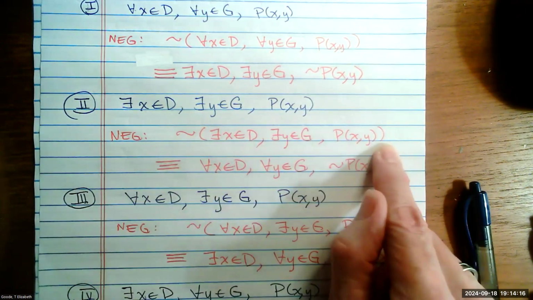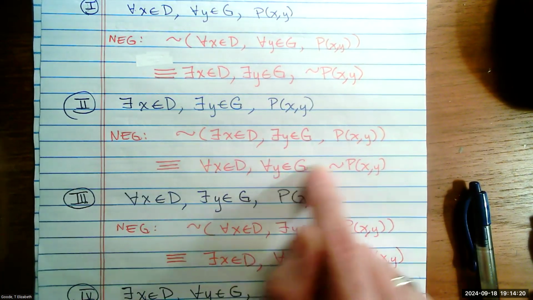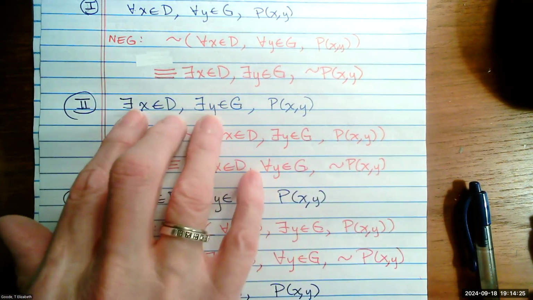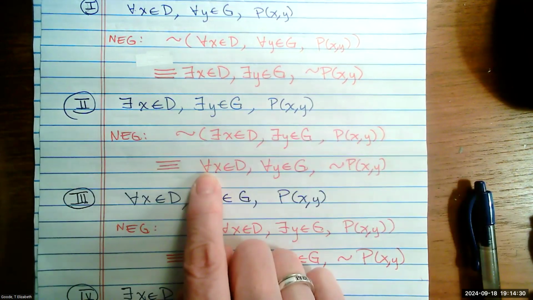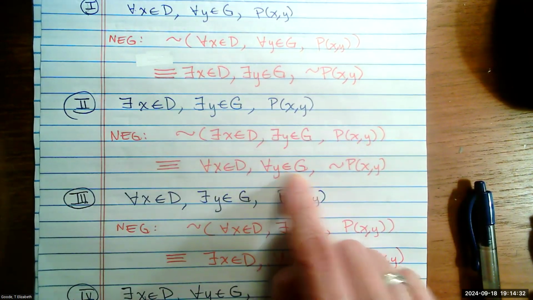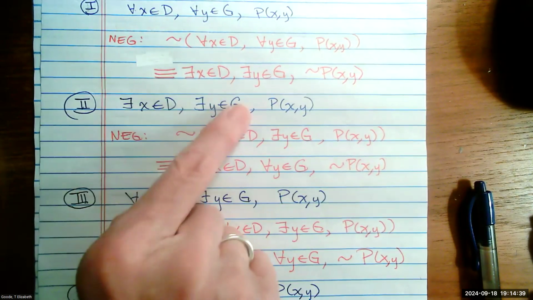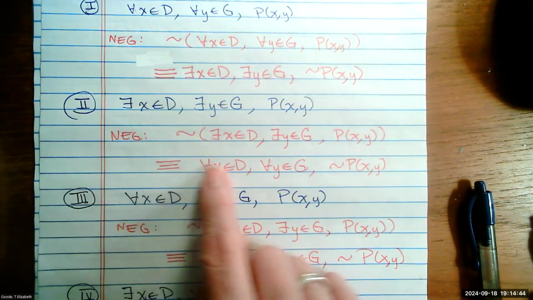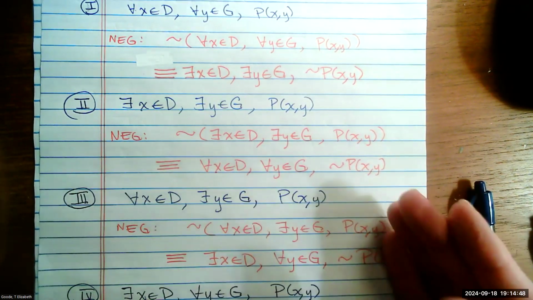when we bring the not through the statement, the there exists flips to a for all in both of these, and the predicate gets negated. So if it's not true that there's an x and a y that makes P of x, y true, that means for every x and for every y, property P of x, y fails. That's what it means to say there isn't an x and a y. That means that none of the x's and y's work. In other words, for all x's and all y's, the property fails. So it makes sense logically.